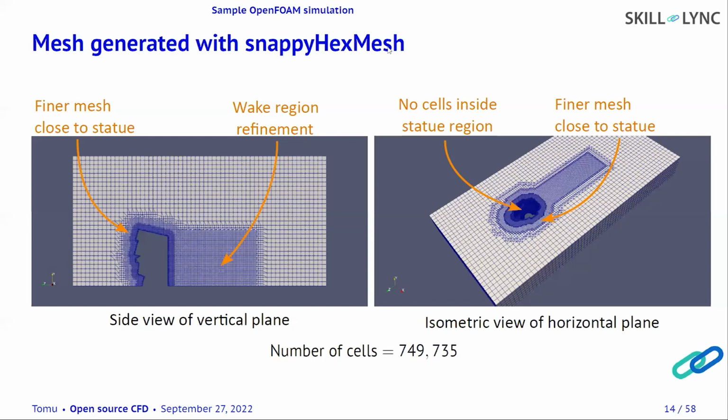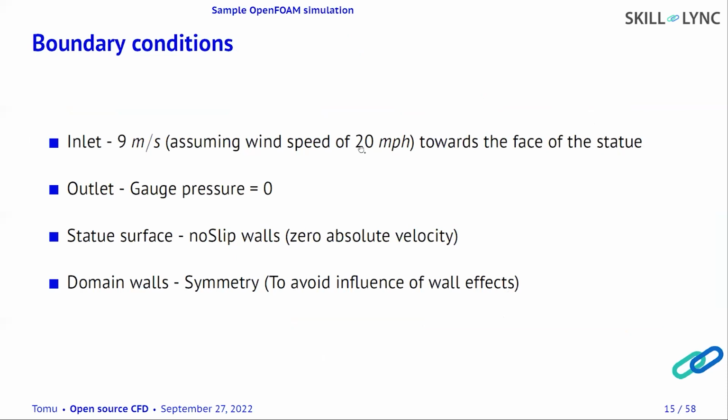Okay, so here we have assumed a 9 meter per second air. So this is assuming a wind speed of 20 miles per hour. If we have a wind speed of 20 miles per hour, it will be close to 9 meter per second. And then we have mentioned the gauge pressure is 0. So whatever pressure we are going to calculate here, it will be relative.